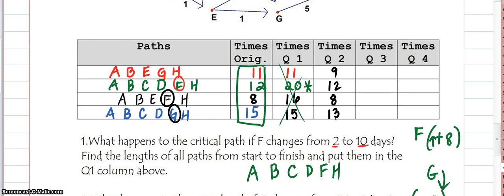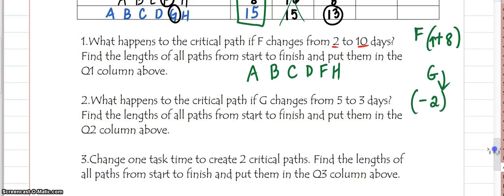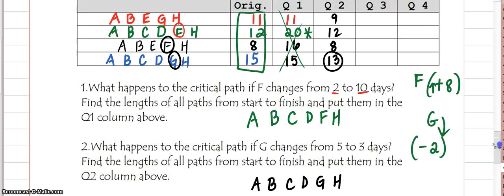So when I look for my new critical path, I find that A, B, C, D, G, H is the new critical path, because A, B, C, D, G, H, that is the earliest we could complete the whole project, which is actually the longest path.